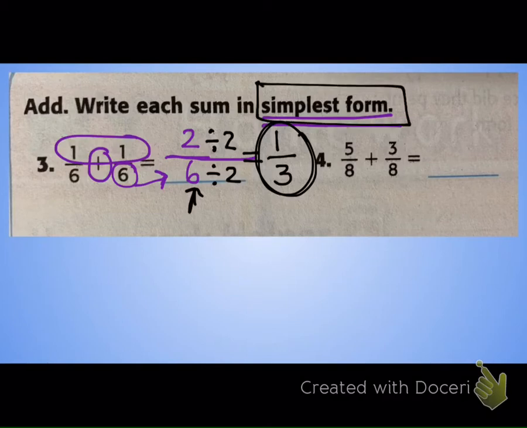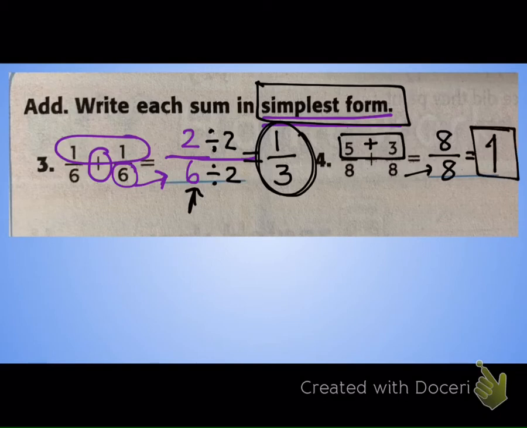All right, let's take a look at number 4. How did we do in number 4 here? Again, we're taking a look at the top of our fraction. So 5 plus 3 is equal to 8. I just bring that 8 in here. Now I have 8/8. Well, obviously, 8/8 is going to be 1. 8 divided by 8 is 1. They both have the common factor of 8. So our simplest form is 1.